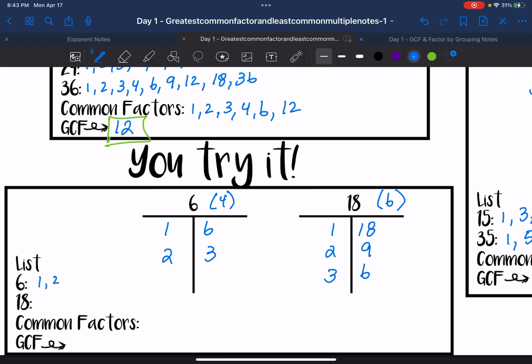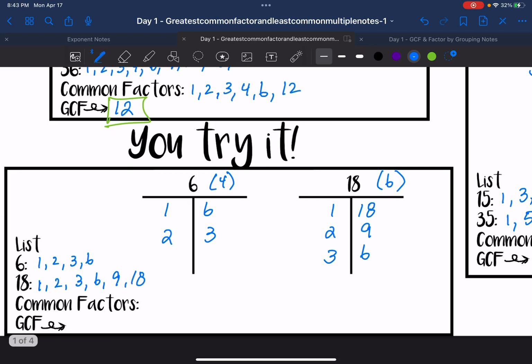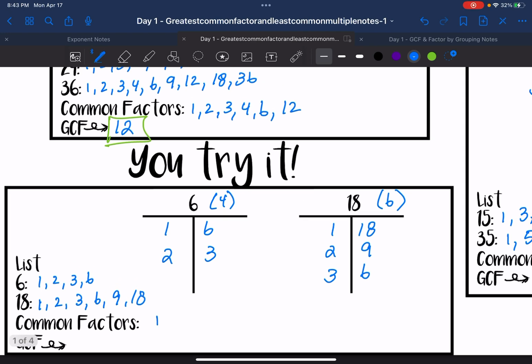I have 1, 2, 3, and 6. For 18, I have 1, 2, 3, 6, 9, and 18. The common factors that they share are 1, 2, 3, and 6. And my greatest common factor is actually 6.